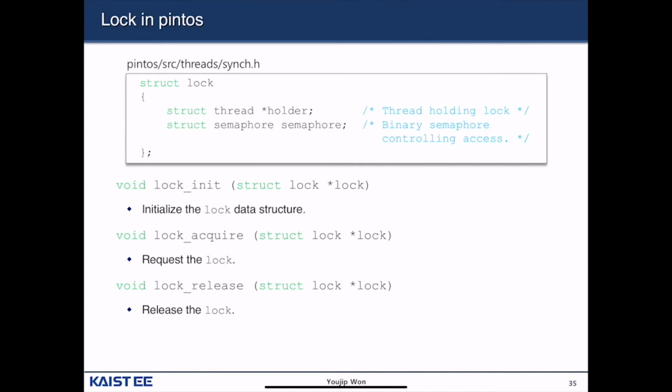In the lock, there are 3 functions: lock init, lock acquire, and lock release. But as you can see, lock is implemented by the semaphore. So in order to modify the lock primitive based on priority, it is sufficient to modify the semaphore.